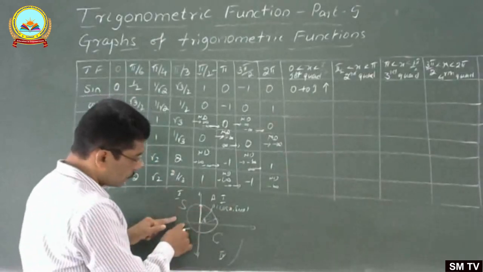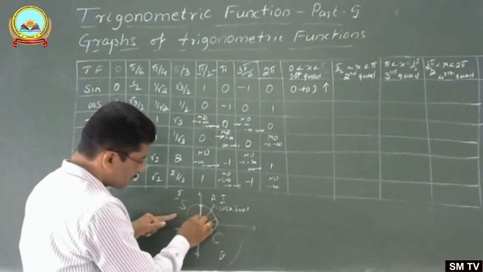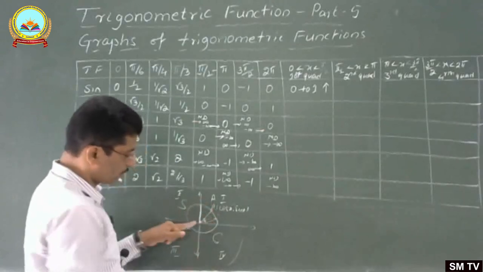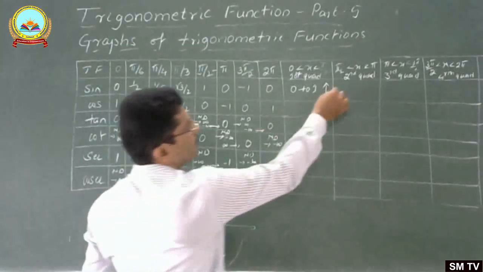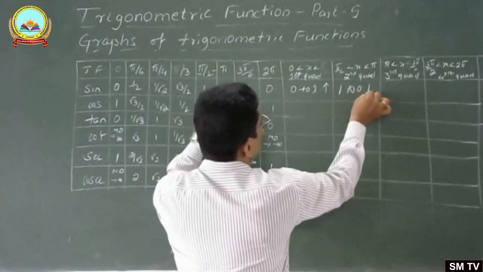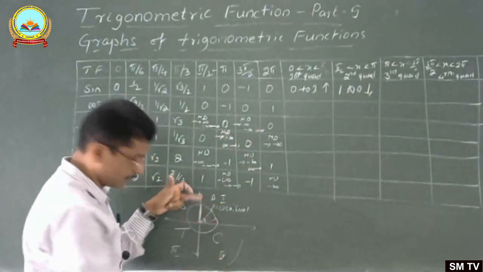From pi by 2 to pi, the values keep decreasing, starting from 1 and going to 0. Therefore, you can say that at pi by 2 the value is 1 and at pi it is equal to 0. This one is in the downward direction. The graph again goes in the downward direction.